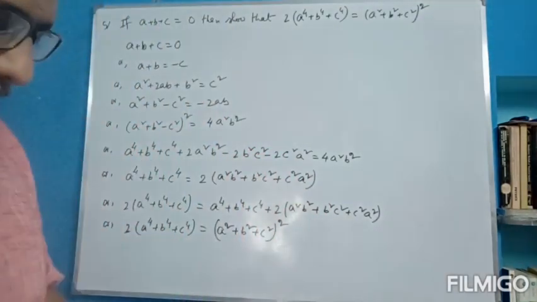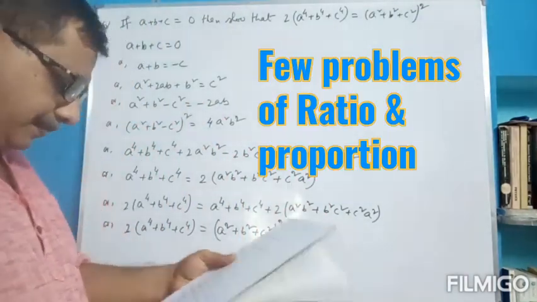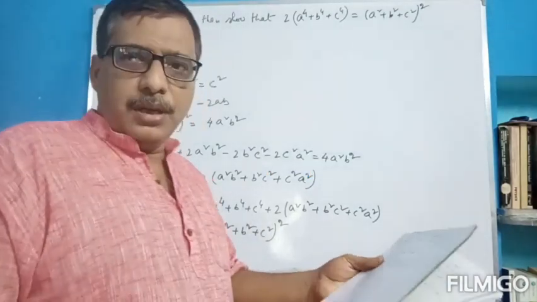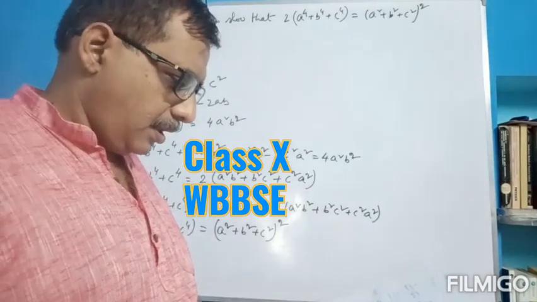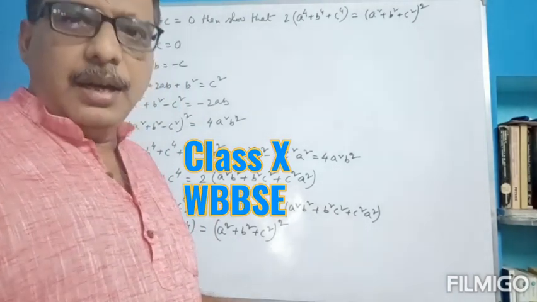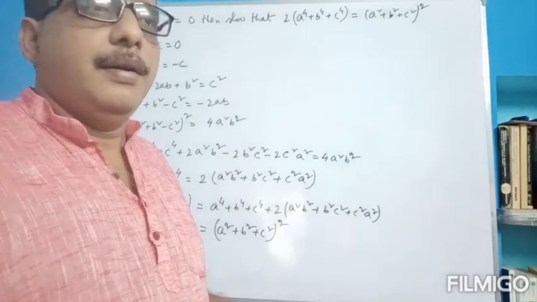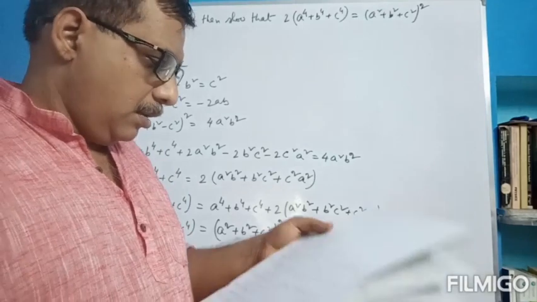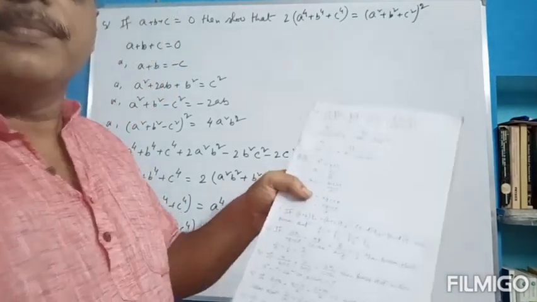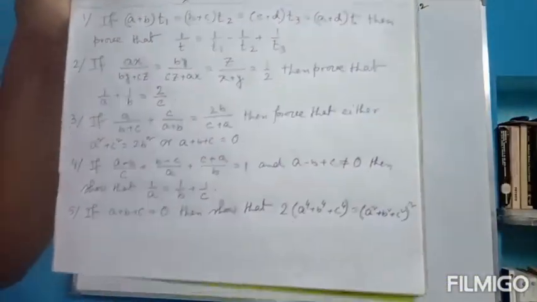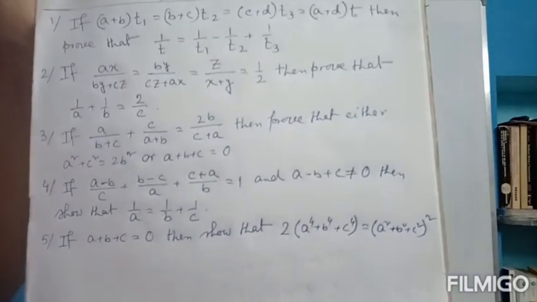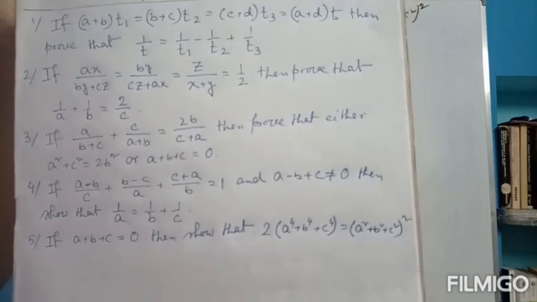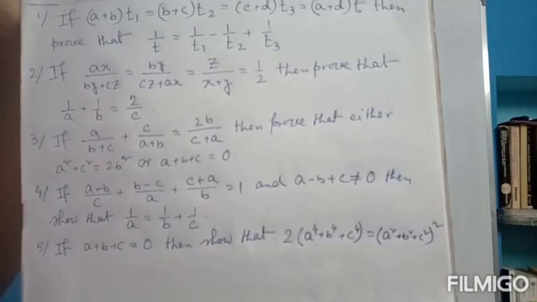Students of class 10, obviously. Today we will discuss 4 or 5 problems of ratio and proportion. We have already learned ratio and proportion and problems of your board book. Today I will give 5 problems, and we start from problem number 5.